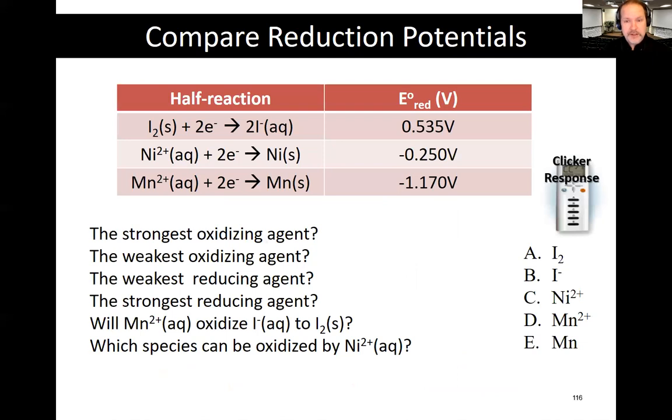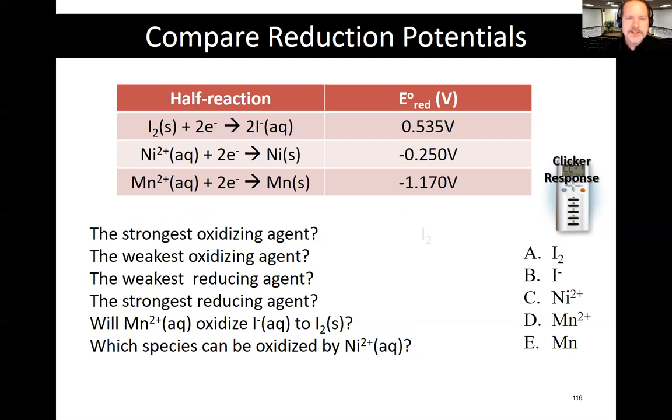All right, so here is our set right here. We've got 3 reduction reactions in front of us, and we're going to ask these questions. Who's the strongest and weakest oxidizing and reducing agents? And let's see if you can figure this out. All right, so there are some rules to this, but let's get started and see if we can think about it. Who's the strongest oxidizing agent? Ooh, this would be great if you could click in and figure this out. Well, what do you think?